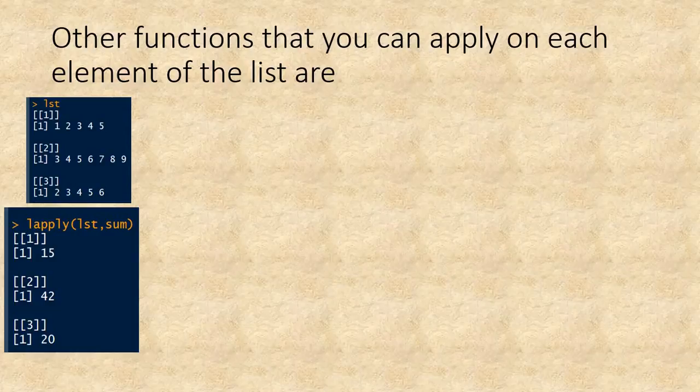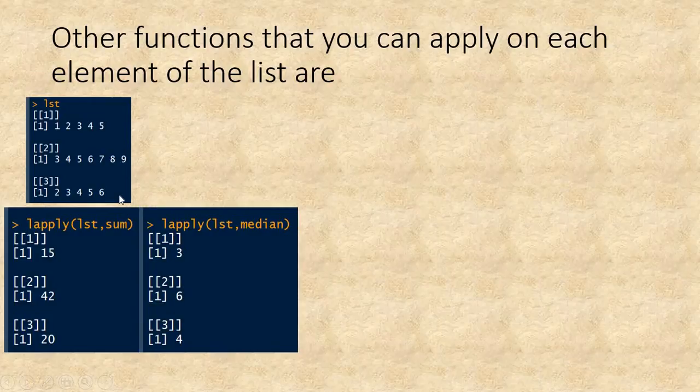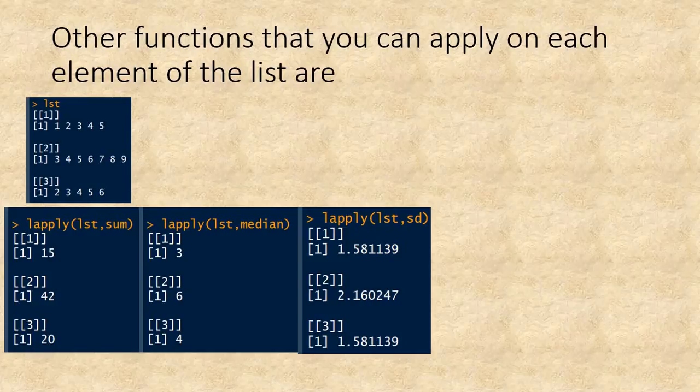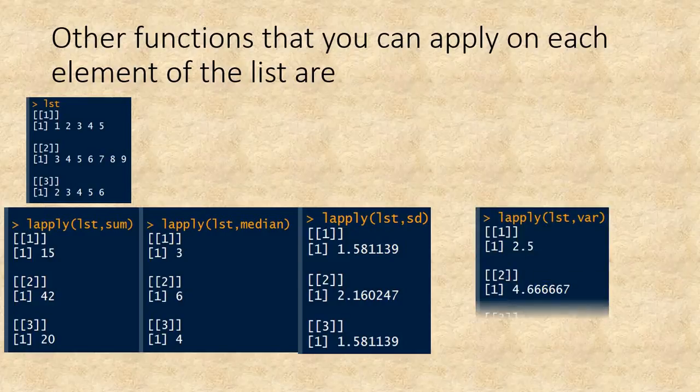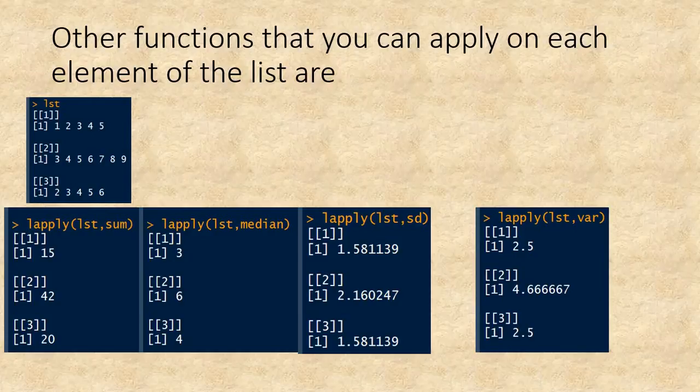If you use the function sum on this list, then it will take the sum of these elements and will give you an output of 15. Similarly, this is the sum of the second element and this is the sum of the third element. The same works for the median function, standard deviation and variance. However, if you use the sapply function, the output will be in the form of a vector.